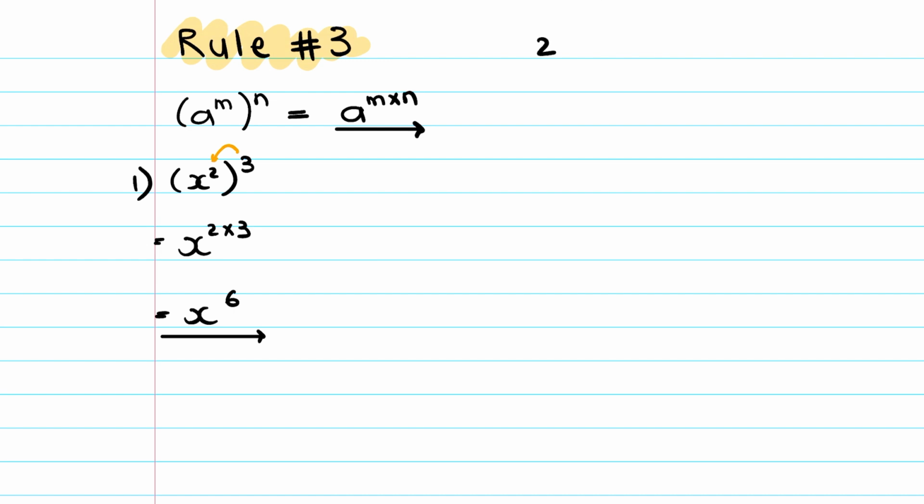Cool. Number 2, second example. Let's say that you had 3 to the power of 2, okay? To the power of x, okay? What are we going to do? We're going to take that x, we're going to multiply it with the 2 there, okay? It's going to look like this. 2 times x, okay? We can simplify that and say 3 to the power of 2x. And that's then your answer there.